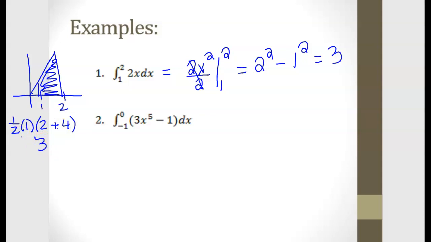So again, it's just like before, area under the curve algebraically is the same as the area under the curve geometrically, because these are easy geometric curves.